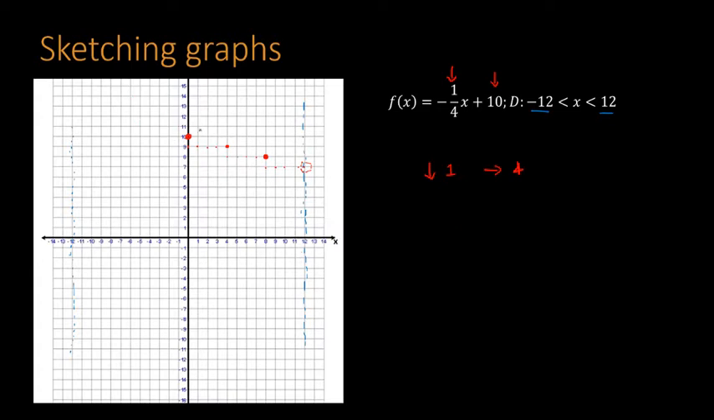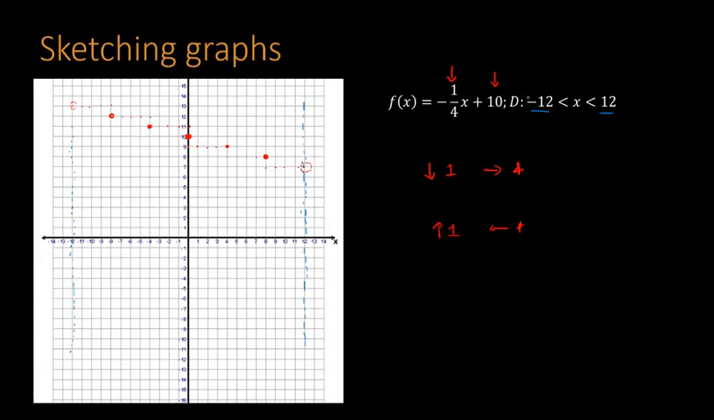To get some points on the left side of my y-intercept, I just reverse what I did here. So I'm going to go up 1 and left 4. So up 1, 1, 2, 3, 4, plot a point. Up 1, 1, 2, 3, 4, plot a point. And once again, I've ended up with my point right on the dashed line, so I'm going to wait before I put a point there.